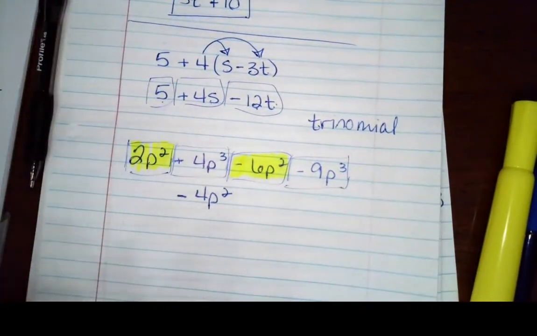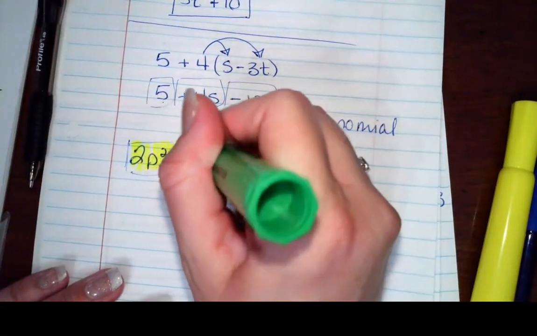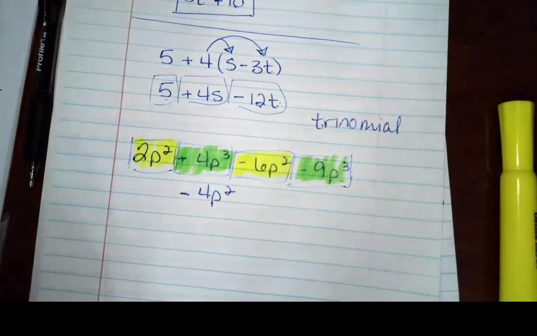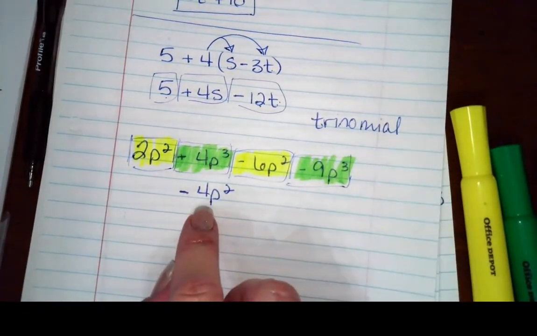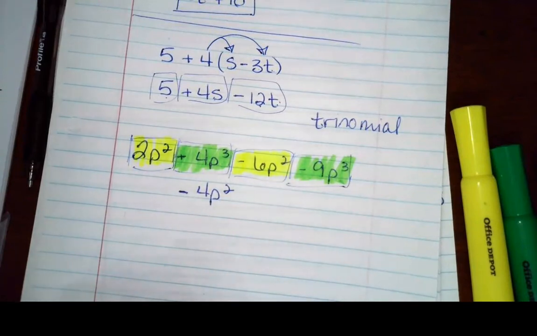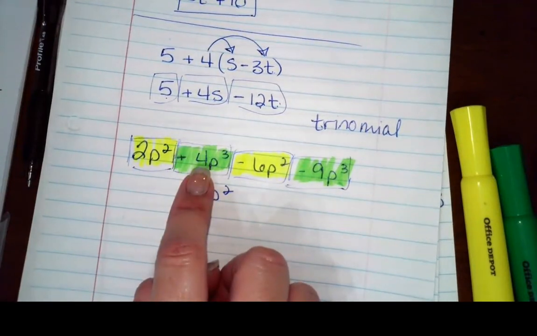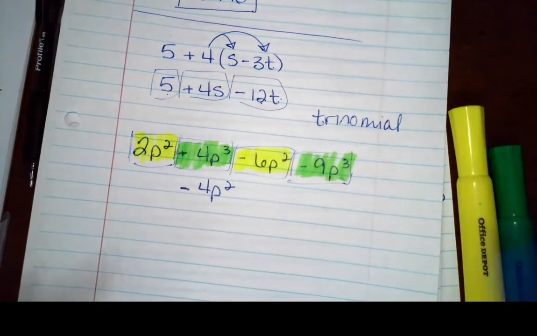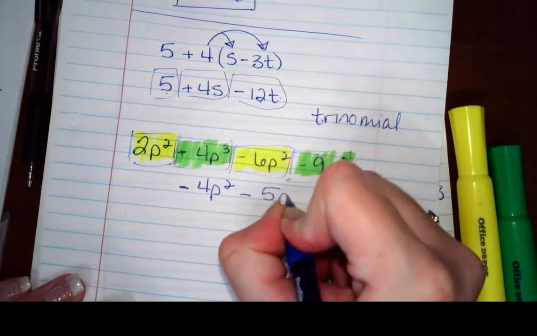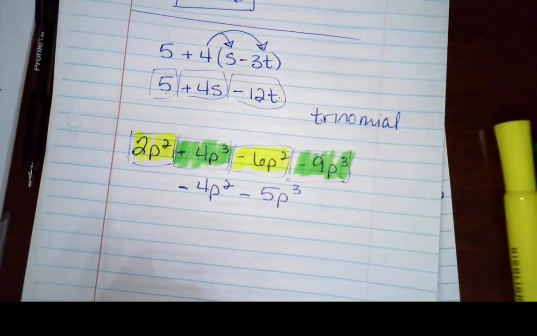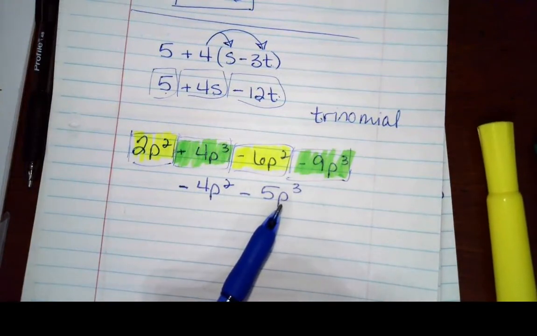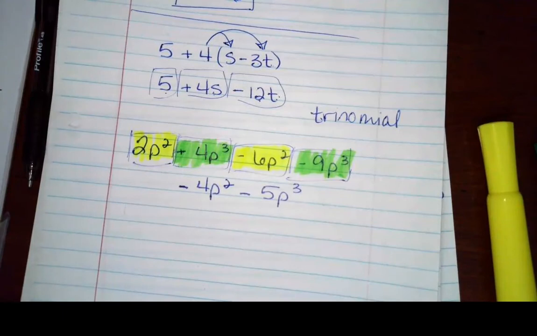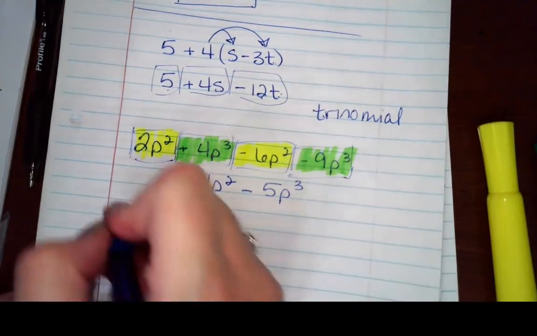Okay, what about p to the thirds? How many of those do I have? So I've got positive 4p to the third, and I've got negative 9p to the third. Okay, so how many p to the thirds do I have? Don't change your exponent because you're not multiplying. You're telling me how many you have. So I have 4p to the thirds minus 9p to the thirds means I end up with a negative 5p to the third. So when I've simplified this, I end up with a binomial. And what is its degree? Its degree is 3. So when you're adding, subtracting, do not change your exponents. Okay? Let's try another one.